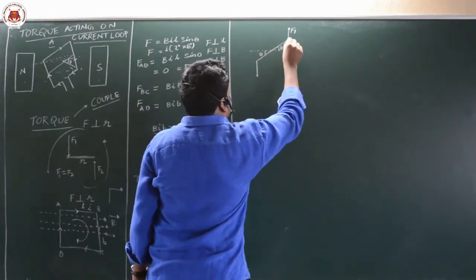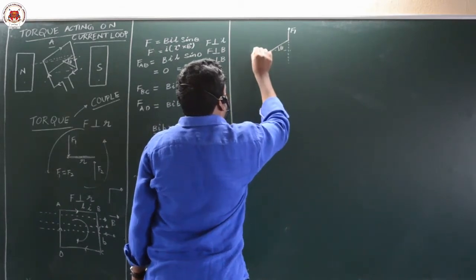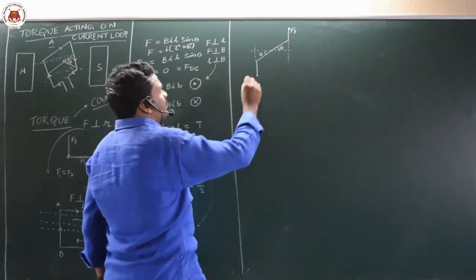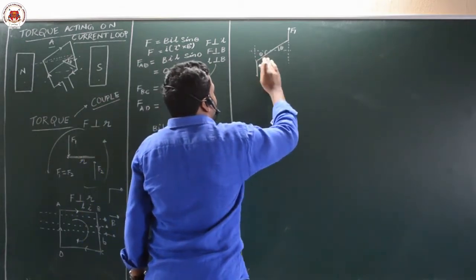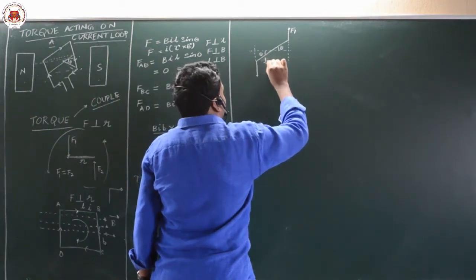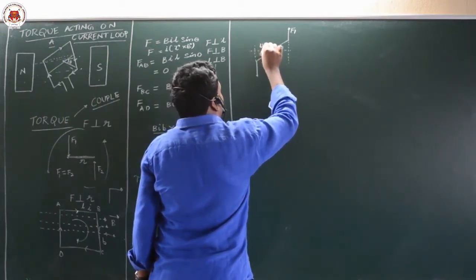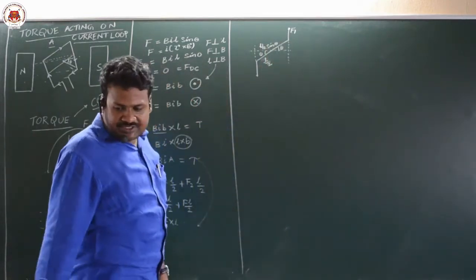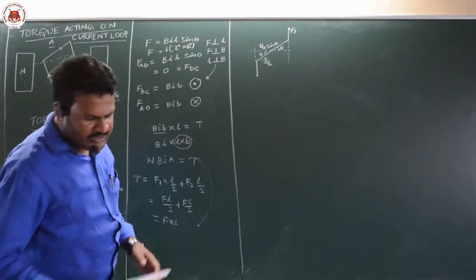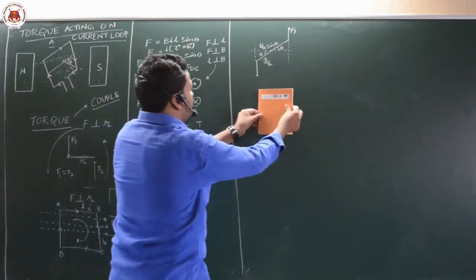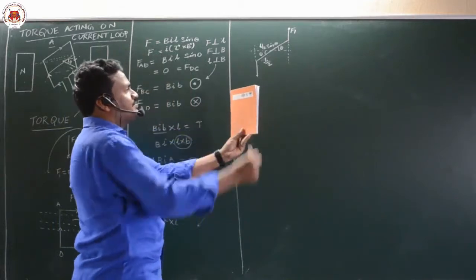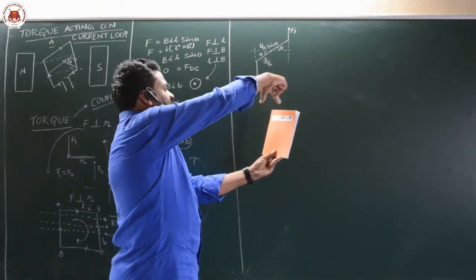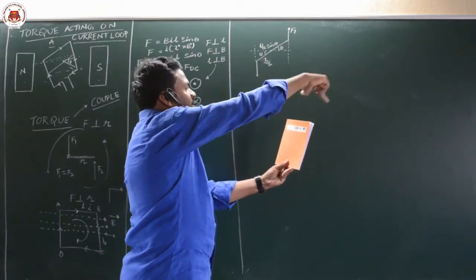What you have to take is the perpendicular distance between the two forces. So the perpendicular distance will be, if this part is A by 2 or L by 2, this will also be L by 2 sin theta. The only difference is, in the previous case, the coil was on the plane of the board. Now the coil is making a certain angle like this, and the magnetic field is exactly going parallel to the board.